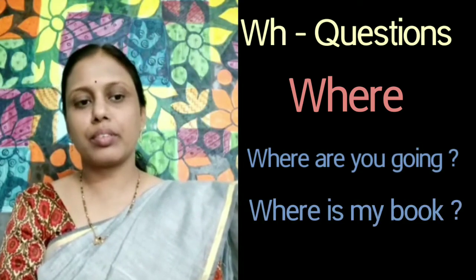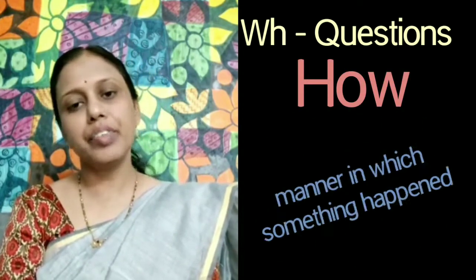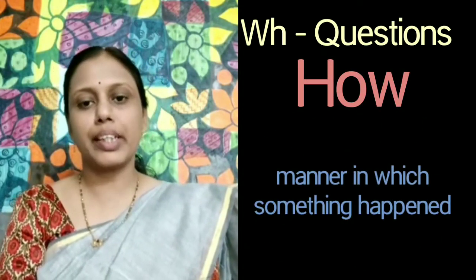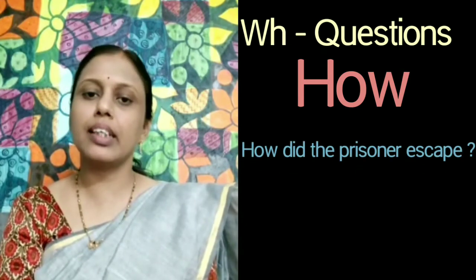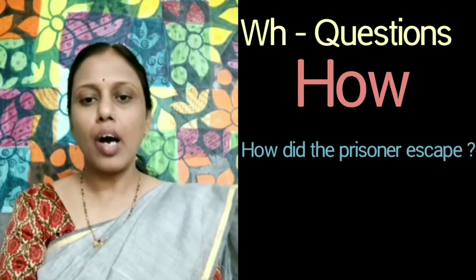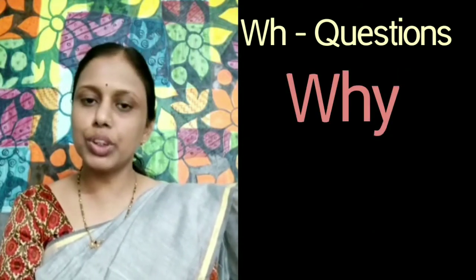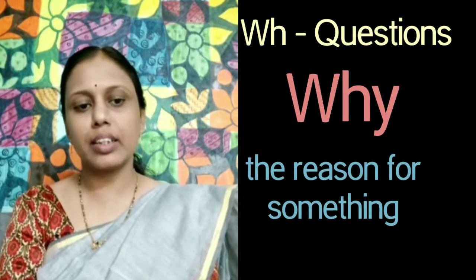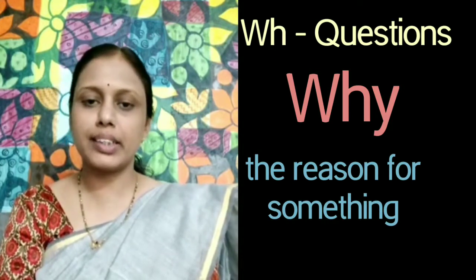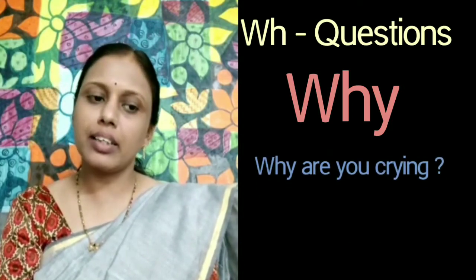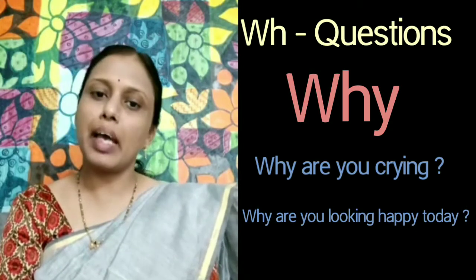Where is my book? The question word how describes the manner in which something happened. For example, how did the prisoner escape? And how are you? The question word why is used to ask about the reason for something. For example, why are you crying? Why are you looking happy today?